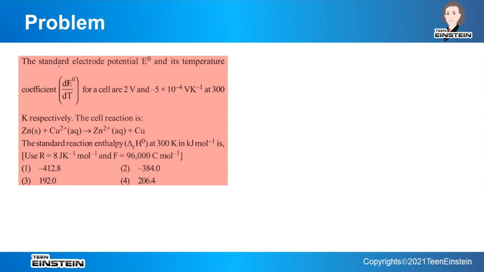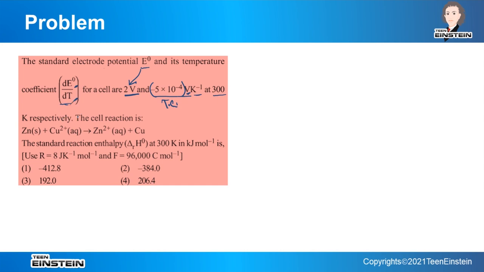So what is mentioned here? The standard electrode potential E naught and its temperature coefficient. See, this is the value. Constant pressure is not mentioned, but del E naught by del T, that is the temperature coefficient for a cell, is given, and this quantity is E naught, respectively at 300 Kelvin temperature. So the E naught value is given, and the temperature coefficient is also given. See, what is the unit? Volt per Kelvin. It has to be, because the numerator term is volt and the denominator is Kelvin.